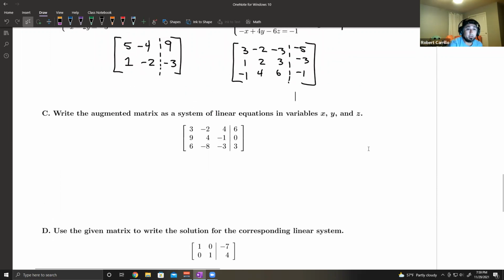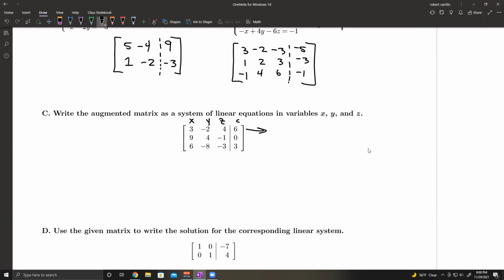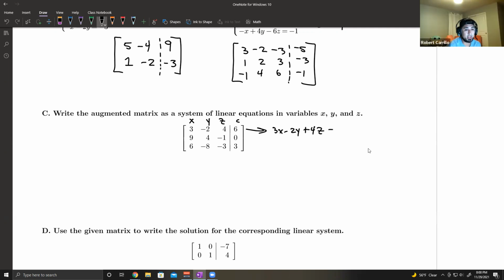Okay. So now we want to write the matrix as a system of linear equations. Like I said, you can work it backwards. So we're going to go from matrix to system. Let's start with the first row. Since you have 3 columns here, remember that this is x, y, z, and constant. So what would I translate the first row into? 3x minus 2y plus 4z equals 6. Good. 3x minus 2y plus 4z equal to 6. Good. What would the second row be?